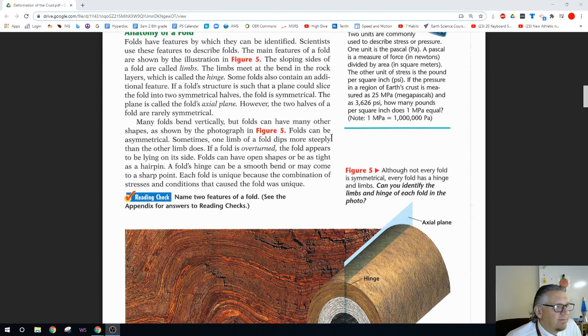Many folds bend vertically, but folds can have many other shapes, as shown in the photograph of Figure 5. Sometimes one limb of the fold is more steeply inclined than the other limb. If the fold is overturned, the fold appears to be lying on its side. Folds can have open shapes or can be tight as a hairpin. A fold's hinge can be a smooth bend or may come to a sharp point. Each fold is unique because the combination of the stress and conditions that causes the fold was unique.